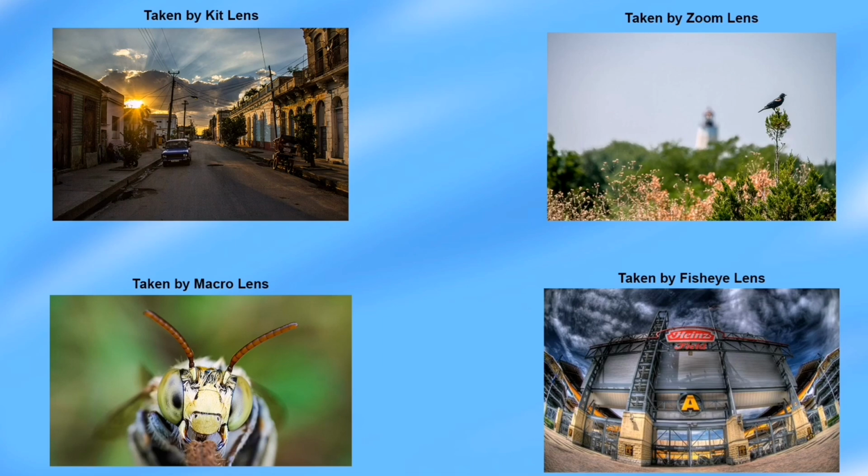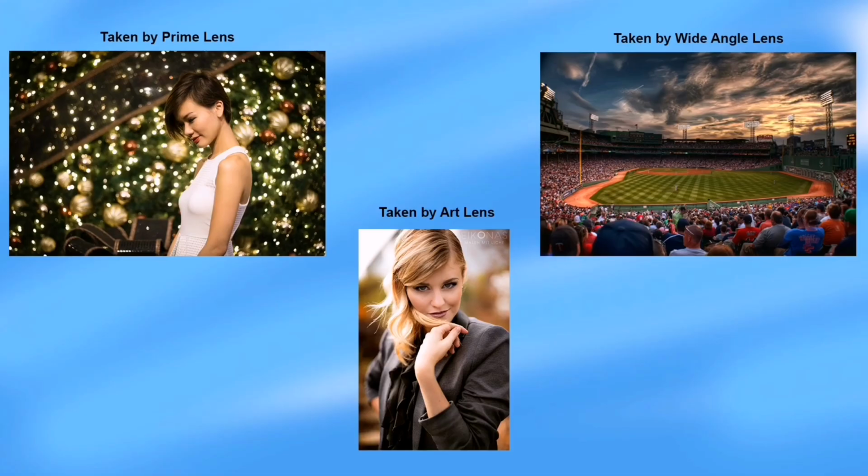Okay, and the next one is the pictures taken by each lens. The first one is by kit lens, the next one is zoom lens, and another one is macro lens, and another one is fisheye lens. The next one is taken by prime lens, taken by wide angle lens, and the last one is by art lens.